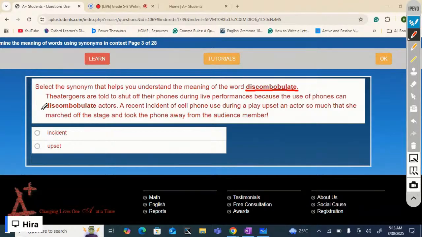It seems like this word, discombobulate. First, try to understand which part of speech does this word belong to. It seems like a verb. A verb. Now, its synonym will also be a verb.